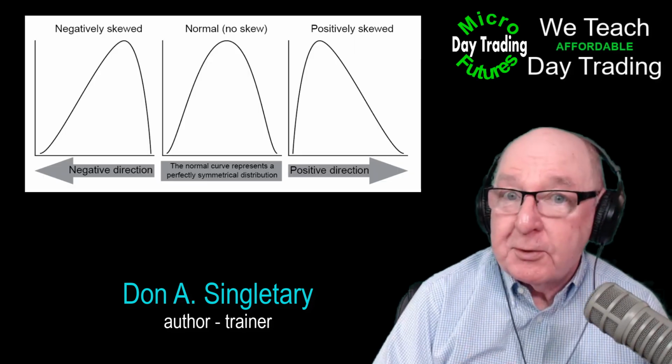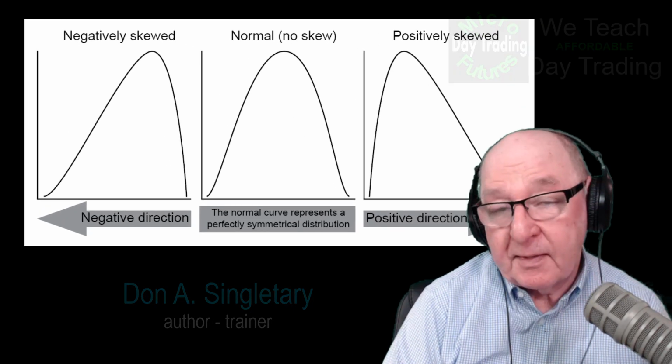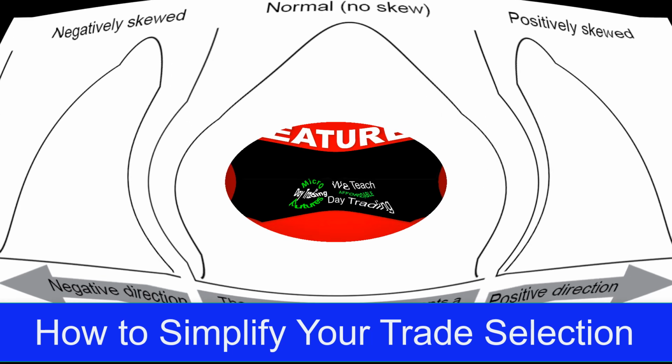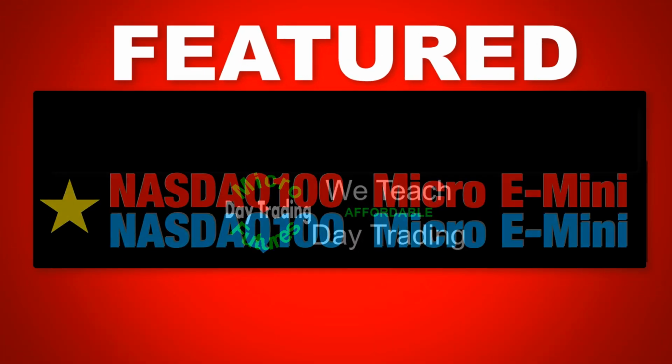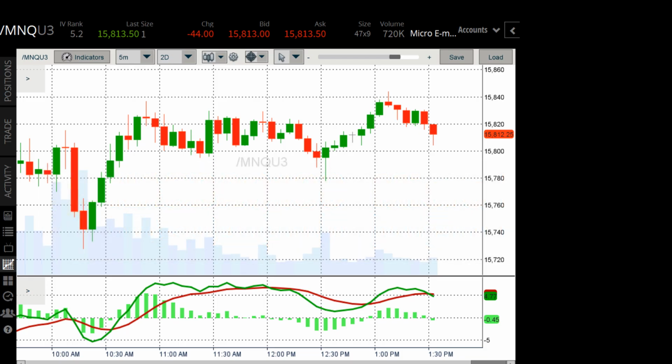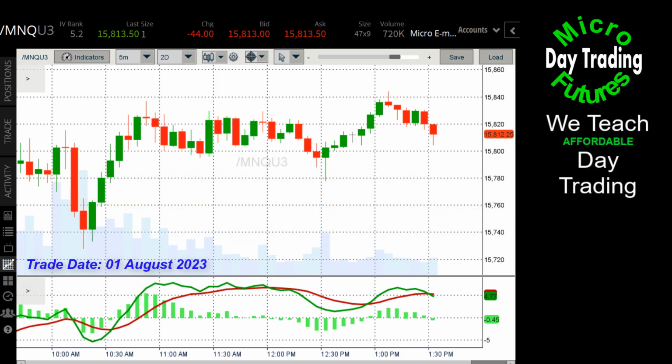After today's featured trade, I'm going to show you this graphic. I'm going to show you how to simplify your trade selection process, and that in turn is going to help you protect your account balance. This micro of the NASDAQ100 trades at only $2 a point. That's 1/10 of the regular size, so lower cost to trade it, and it's less risky.